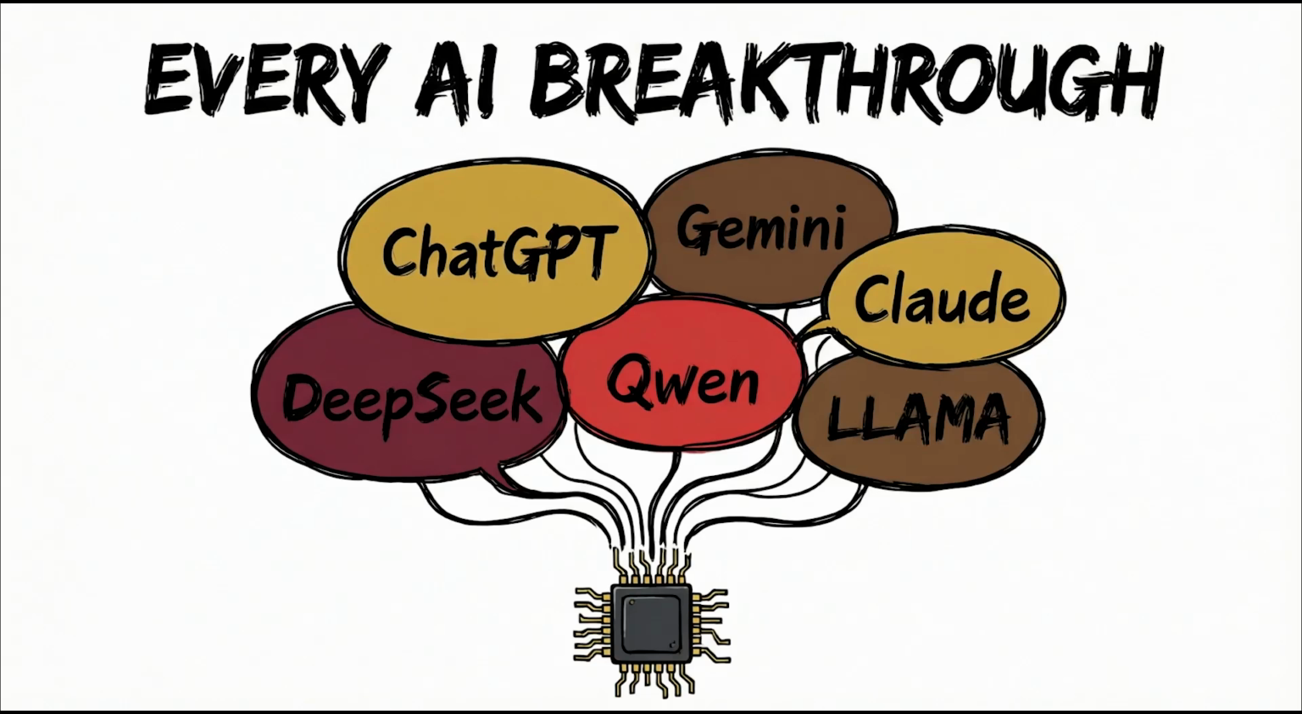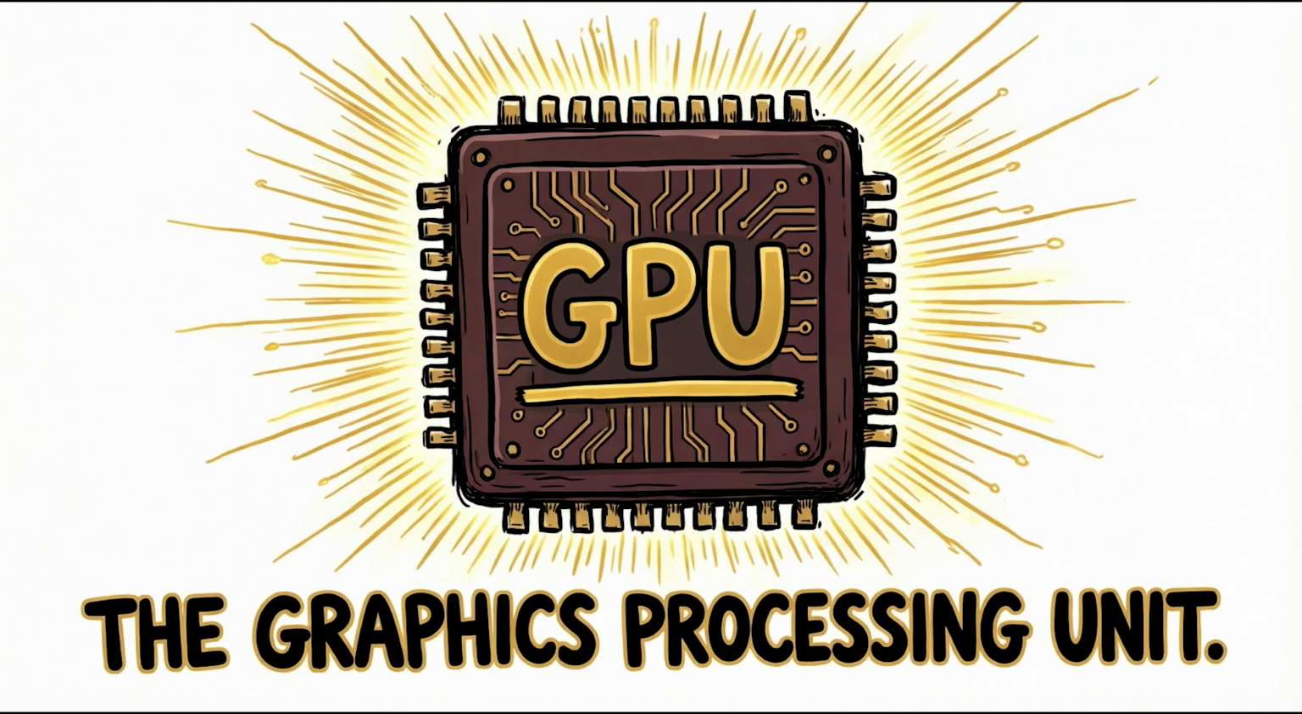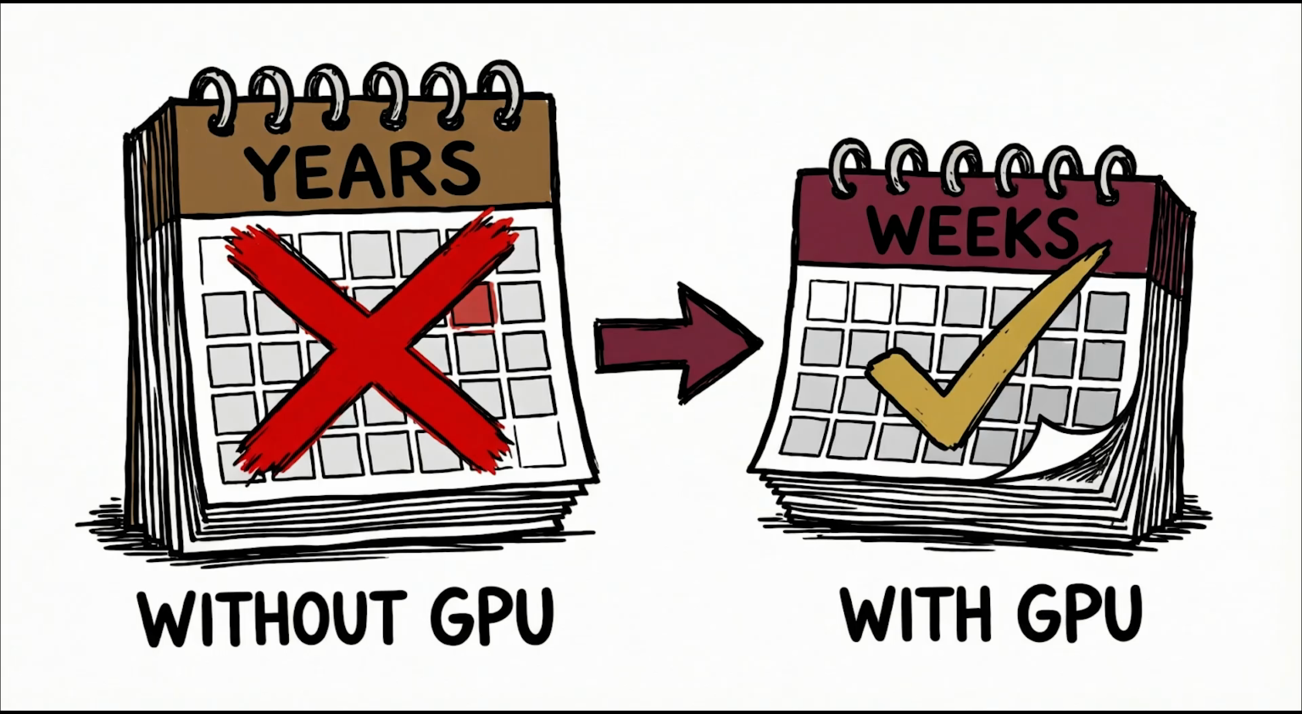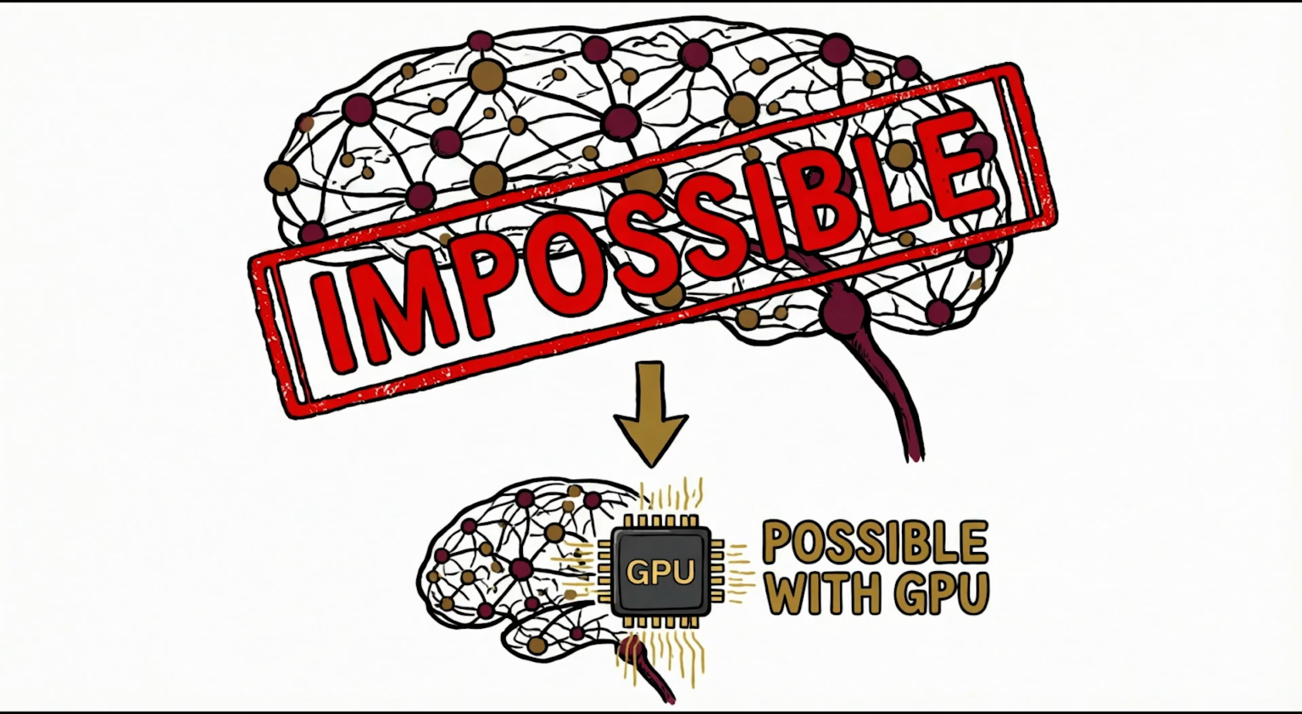Every breakthrough in modern artificial intelligence, from GPT and Gemini to Claude, DeepSeek, Qwen, and Llama, depends on one piece of hardware more than any other: the graphics processing unit, or GPU. Without GPUs, training today's large language models would take years instead of weeks. Some models would simply be impossible to build.